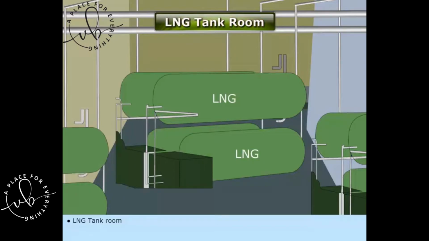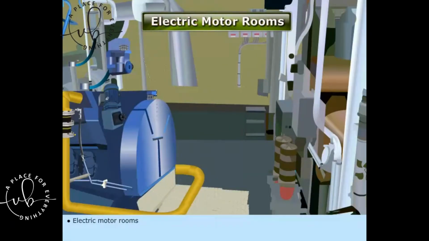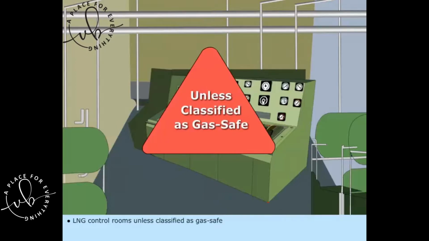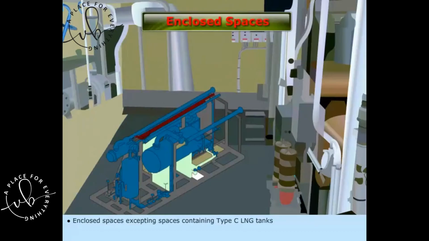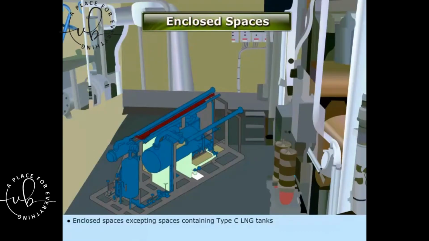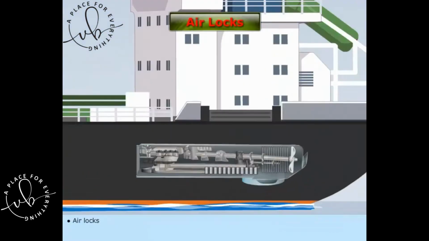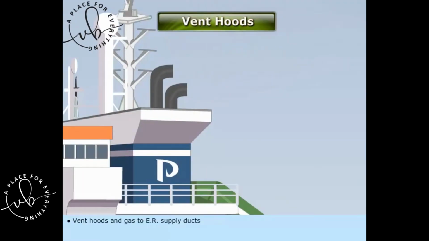LNG tank room, electric motor rooms, LNG control rooms, unless classified as gas safe, enclosed spaces excepting spaces containing Type C LNG tanks, airlocks, vent hoods and gas to ER supply ducts.